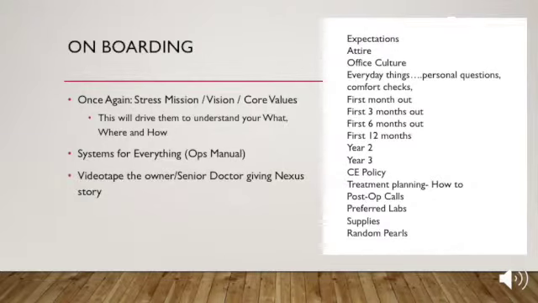Sometimes it also helps to videotape the owner or senior doctor giving the Nexus story, the story of how the practice began, how it's grown, and what's the mission and vision and core values. This helps in both hiring associate doctors as well as hiring other staff. And this is kind of a marketing piece for you as the doctor to make sure that everyone understands what your vision is for the organization. So let's go to, and that's the second part.